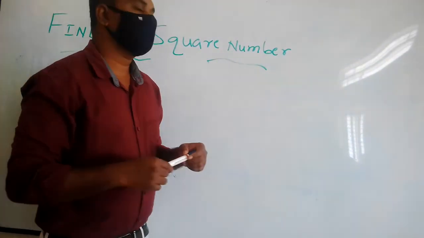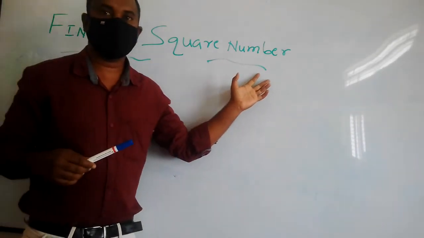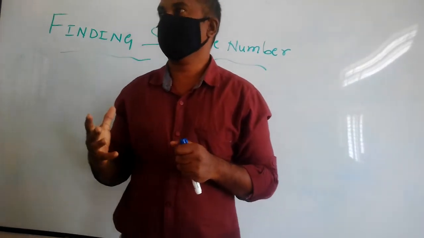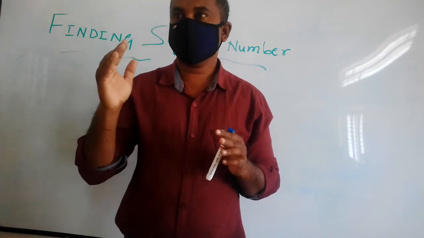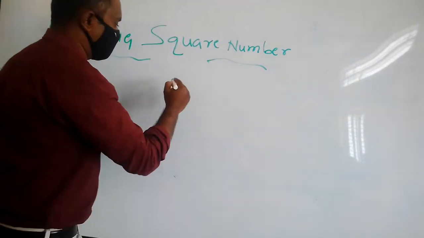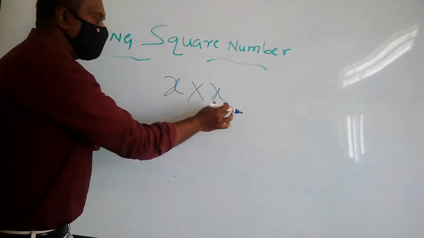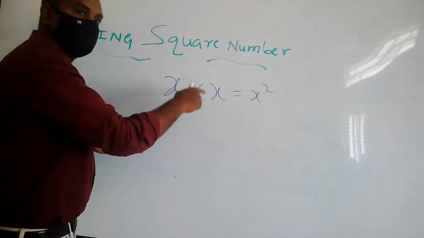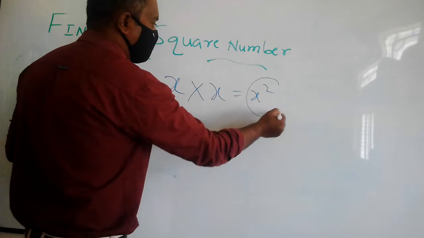Hi everyone. So today in this class we will discuss finding a square number. In the previous class we discussed square numbers. What is a square number? A square number is when a number is multiplied by itself. For example, x into x. The result of a number multiplied by itself is called a square number.